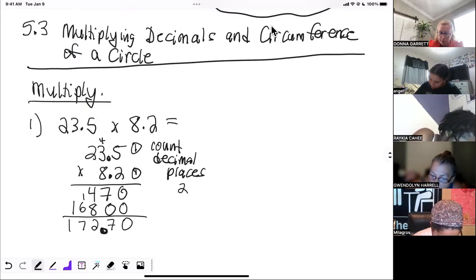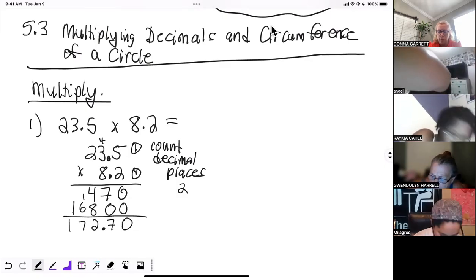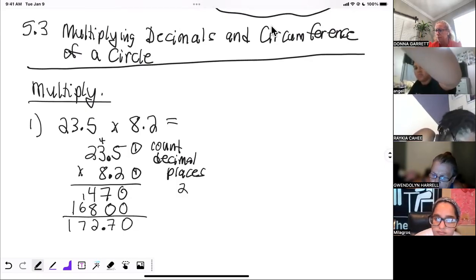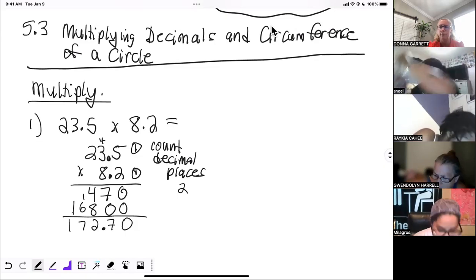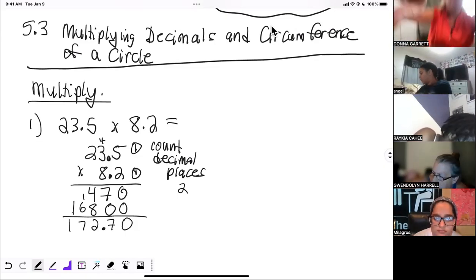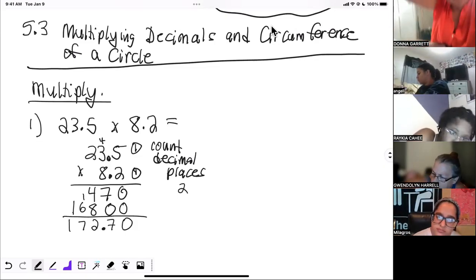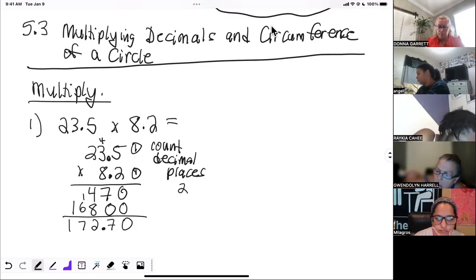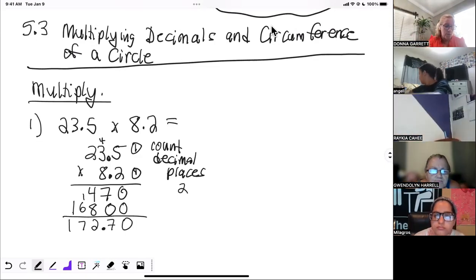That's a really big decimal place. So let me make it not so huge. There you go. So it'd be 172.7. Whew. I got 1880.0 instead of 168. Did I do my math wrong? No, it's probably me because I'm really not feeling great today.